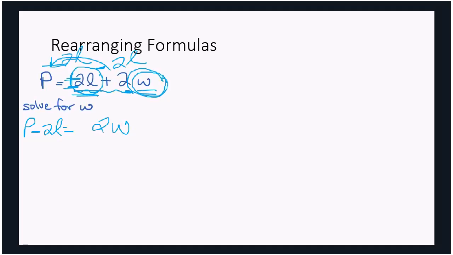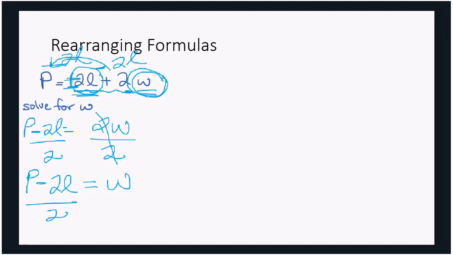And now, to get W by itself on the right-hand side, I have to get rid of this 2. And I always say to myself, what is the 2 doing to the W? It's multiplying. So the opposite of multiplying is dividing. 2 divided by 2 is 1. That cancels that out. And whatever I do to one side, I also have to do to the other. That's going to leave me with W on one side and P subtract 2L over 2 on the other. And that's what W is equal to, P minus 2L over 2.